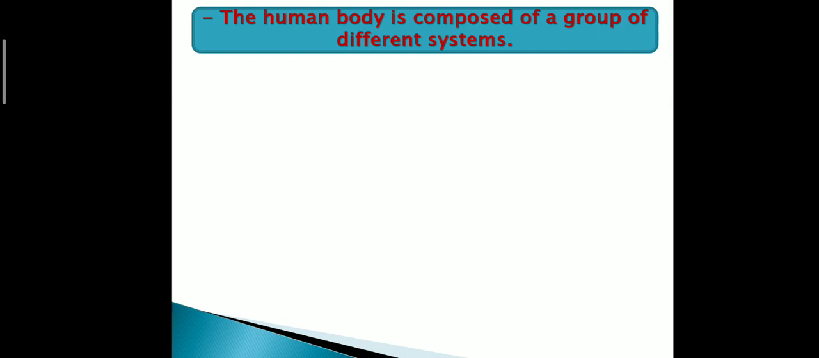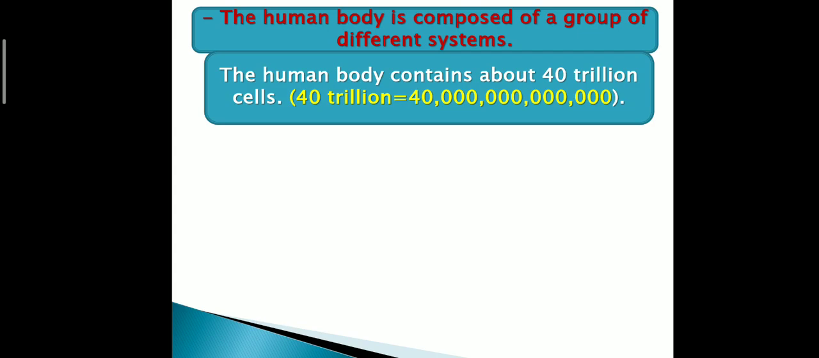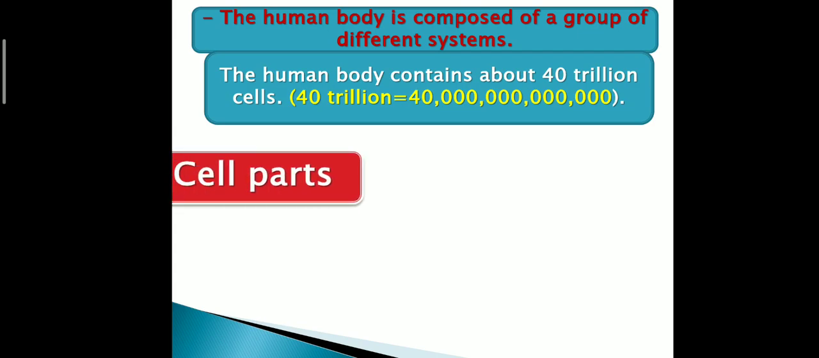Do you know the number of cells found in the human body? Our human body contains about 40 trillion cells. So the number of cells found in the human body is 40 trillion cells.